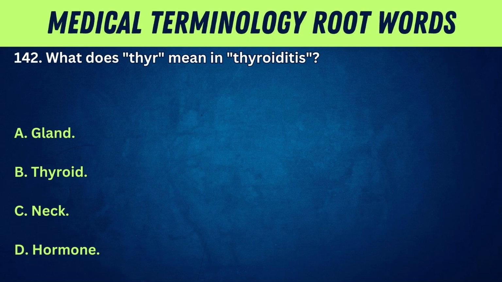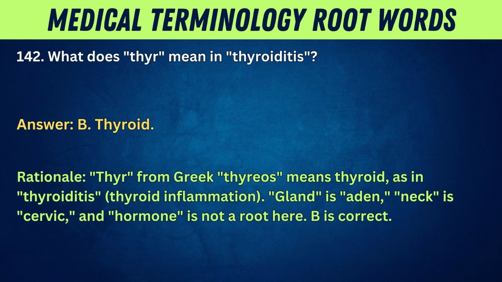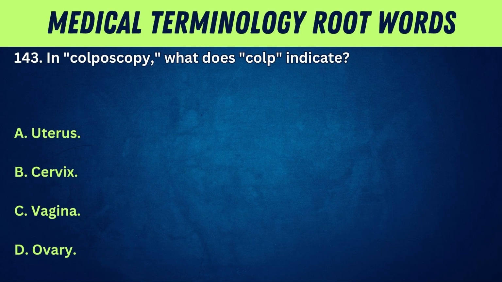142. What does THYR mean in thyroiditis? A. Gland. B. Thyroid. C. Neck. D. Hormone. Answer. B. Thyroid. Rationale. THYR from Greek thyreos means thyroid, as in thyroiditis, thyroid inflammation. Gland is aden, neck is cervic, and hormone is not a root here. B is correct.